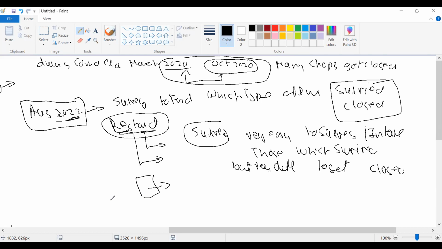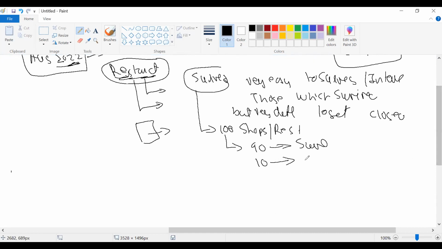ठीक है, या ढूंढ भी लोगे तो शहर में होगा कि नहीं होगा? How would you contact him? How would you get the data of those businesses which got closed? So now let's say you do the survey on some 100 shops or 100 restaurants. So out of these 100, you get 90 of those who got survived, and with very difficulty you could interview only those 10 who did not survive.